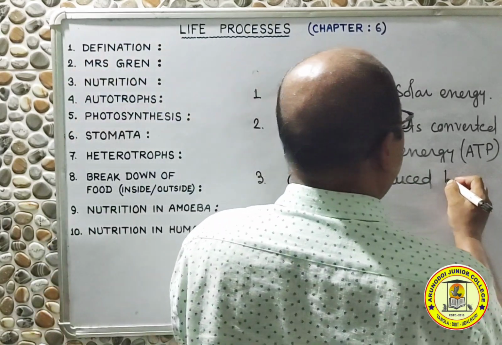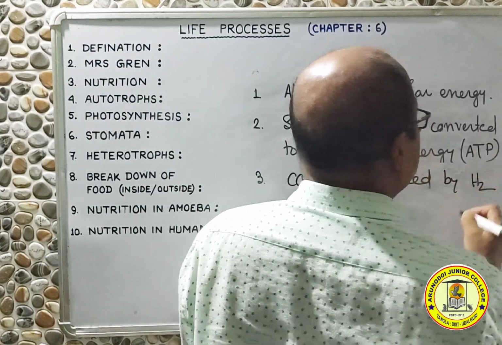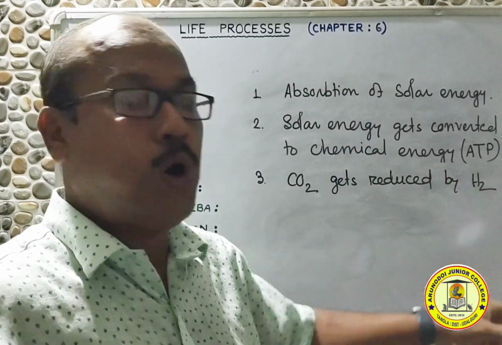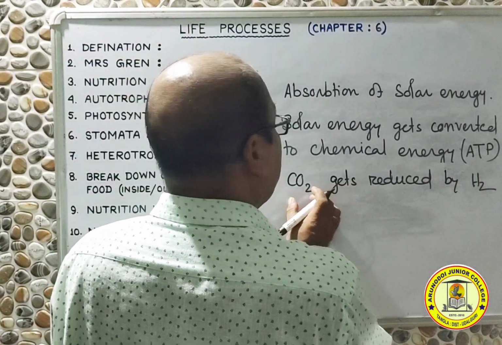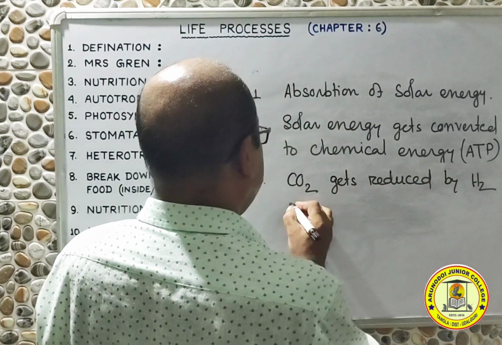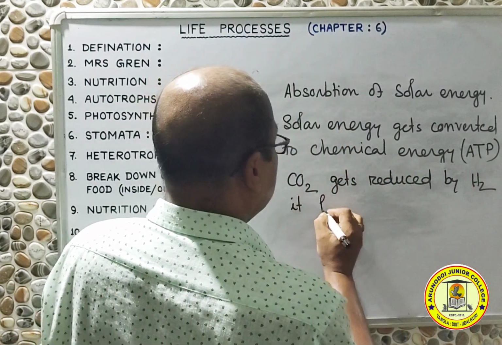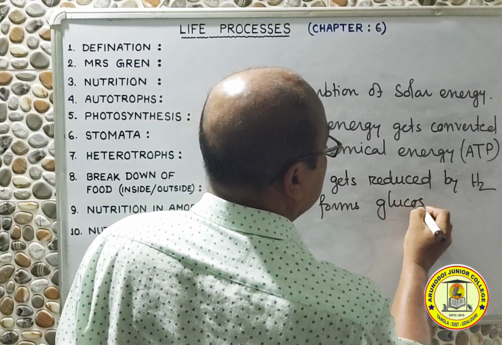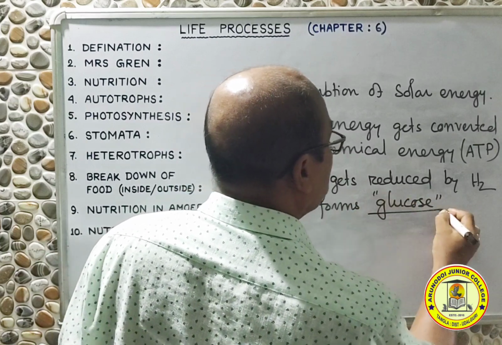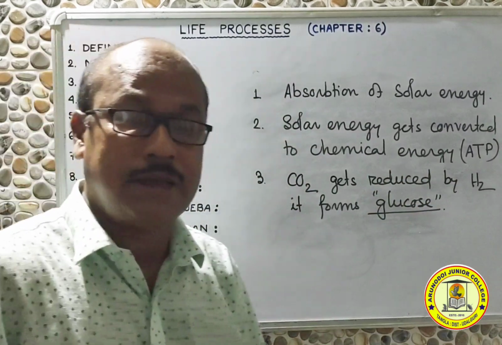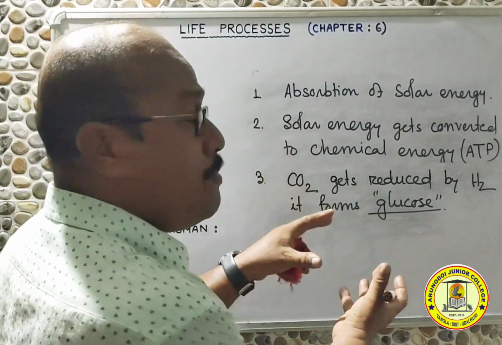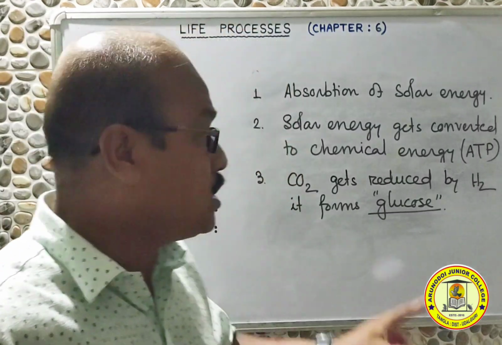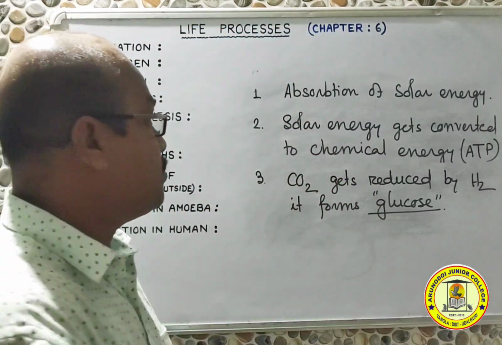It gets reduced by hydrogen. And from where does this hydrogen come? The hydrogen comes from the water. And finally, when carbon dioxide gets reduced by hydrogen, it forms glucose. It forms glucose, and this glucose, the carbohydrate, is the food for the plant. So these are the 3 main steps of the photosynthesis process. The entire process of photosynthesis completes in these 3 steps.